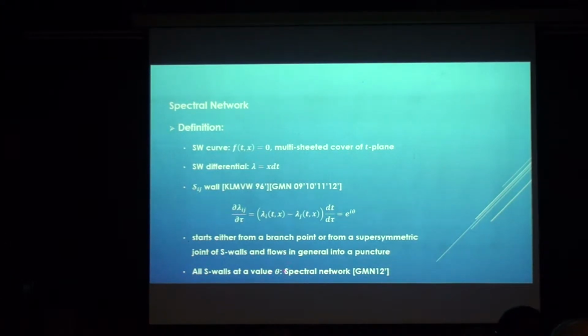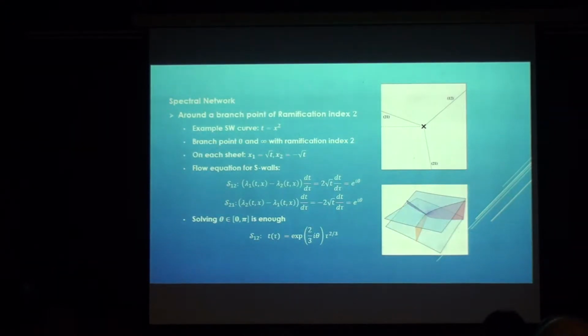Usually an S-wall starts from a branch point or a supersymmetric joint and flows generally to a puncture on the Riemann surface. When we change i and j, all the S-walls at a given value of theta, if we draw all of them, the collection of all the S-walls is called a spectral network. So this theta is independent of ij. Let me show you an example.